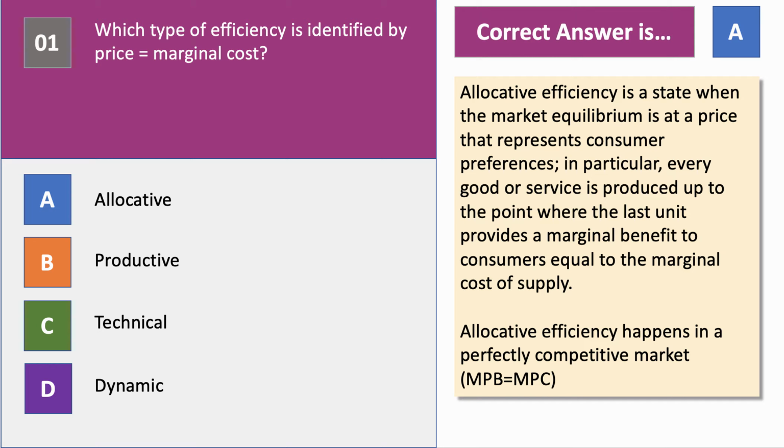Allocative efficiency is explained as a state condition when the market equilibrium is at a price that actually represents consumers' preferences. The goods and services are being produced that meet people's needs and wants, and where the last unit provides a marginal benefit to the consumer equal to the marginal cost of supply. So allocative efficiency happens in a perfectly competitive market where marginal private benefit, the demand curve, equals the supply curve, marginal private cost.